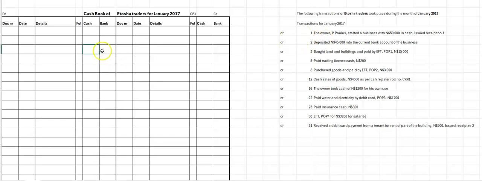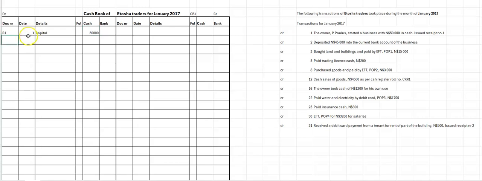We know that's a debit, so we know on date it was on the 1st. The owner started a business with $50,000 in cash. Okay, so what happens? What do we call it when an owner deposits cash into a business? It is a capital transaction. So capital. Our document number is receipt 1. Is it a cash transaction or a bank transaction? He started with $50,000 cash, which means it should be a cash transaction of $50,000.